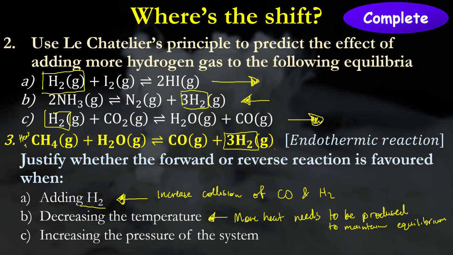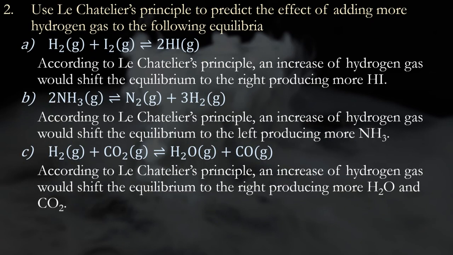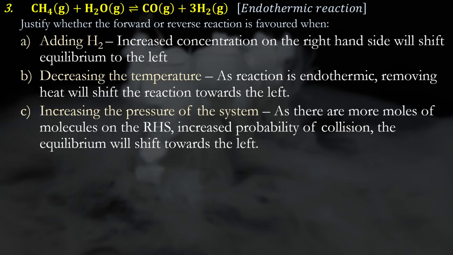Okay, and then last one, if we increase the overall pressure. Now, if we look at it, we have 2 moles on the left-hand side and we have 4 moles on the right-hand side, which means by increasing pressure, that's going to shift our equilibrium to the left, as the right-hand side has more moles of molecules, hence a greater amount of collision. Okay, so that kind of gives you that. You can obviously use Le Chatelier's principle to explain it as well. So that's what we have here.